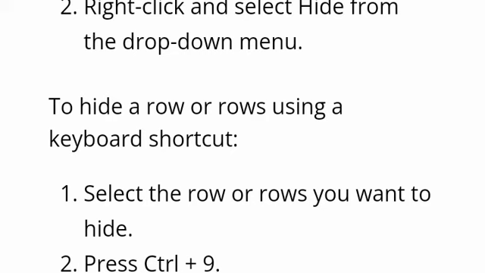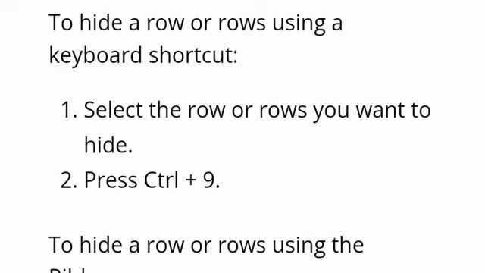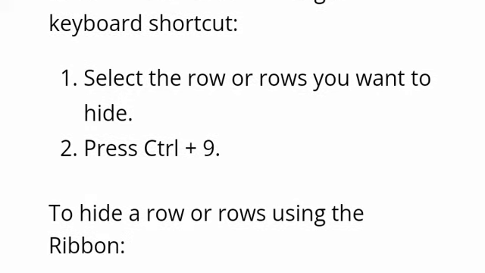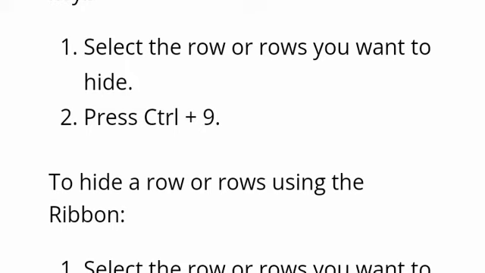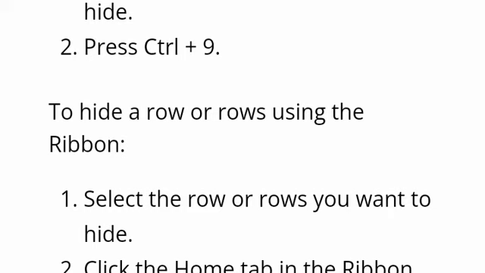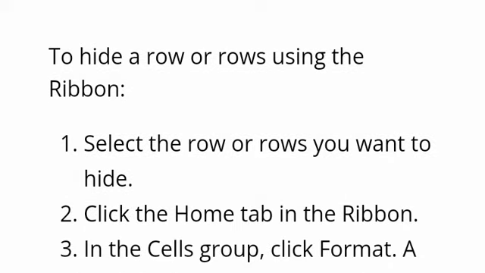To hide a row or rows using the ribbon: Step 1, select the row or rows you want to hide. Step 2, click the Home tab in the ribbon. In the Cells group, click Format. A drop-down menu appears. Click Visibility, select Hide and Unhide, then Hide Rows.